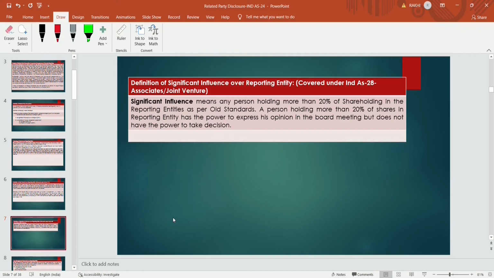In significant influence, the person has the power to attend the meeting, to express his knowledge and his opinion, but they don't have the power to decide. They don't have the power to take decisions. The final decision is with those persons who have control or joint control.